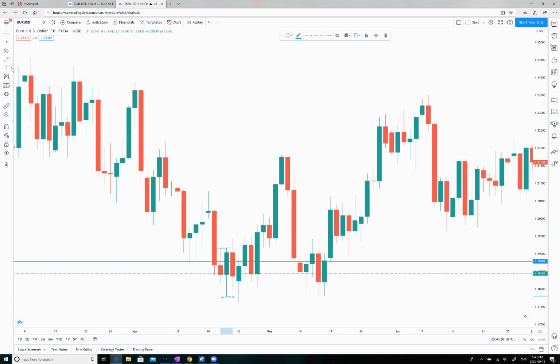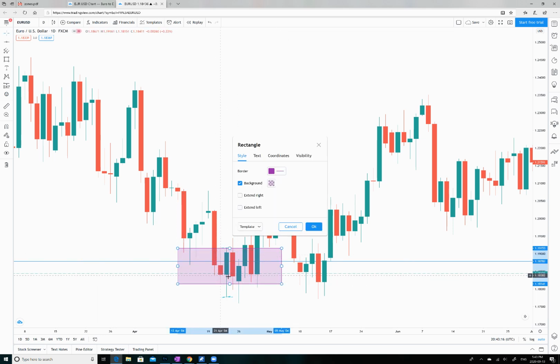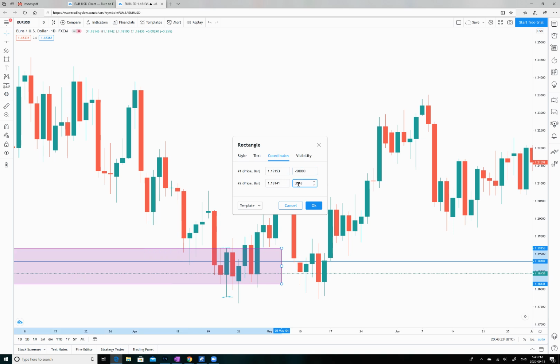So next we're going to grab the rectangle tool. I'm so used to these all being in my favorites. Now, here's something to note about how I draw zones. You can box this whole guy in with the rectangle tool. You're literally creating a rectangle over the smaller candle. Go to coordinates, and this is how you can extend it. Just add a bunch of zeros and remove the negative there.